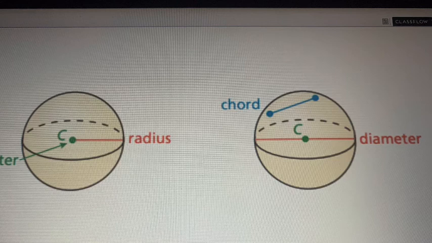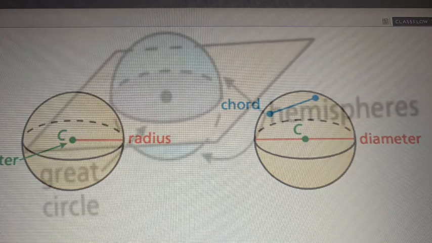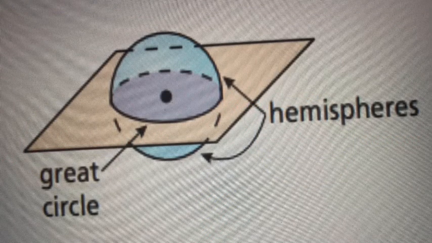Now, if a plane intersects a sphere, then the intersection is either a single point or a circle. Okay? If the plane contains the center of the sphere, then the intersection is a great circle of the sphere. The circumference of a great circle is the circumference of the sphere. Every great circle of a sphere separates the sphere into two congruent halves that we call hemispheres.